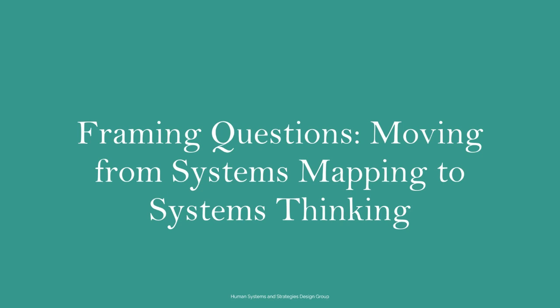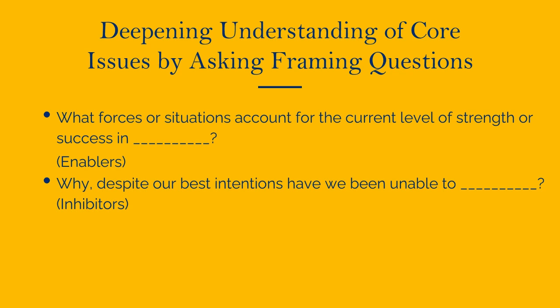Now let's move on to framing questions. So we're going to move from mapping the system to actually engaging in systems thinking. And again, we're going to do this under the framework of design thinking. What we want to do is begin to deepen our understanding of the core issues by asking these 2 framing questions. One is positive, the other is negative. What forces or situations account for the current level of strength or success associated with something that's core to the challenge that you've identified? And then, why, despite your best intentions, have you been unable to make progress on something that is also associated with the core challenge that you've identified?